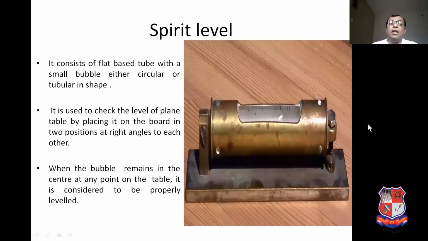Next one is spirit level. It consists of a flat based tube with a small bubble, either circular or tubular in shape. It is used to check the level of the plane table by placing it on the board in two positions at right angle to each other. When the bubble remains in the center at any point on the table, it is considered to be properly level. So spirit level is used for the leveling of the plane table.